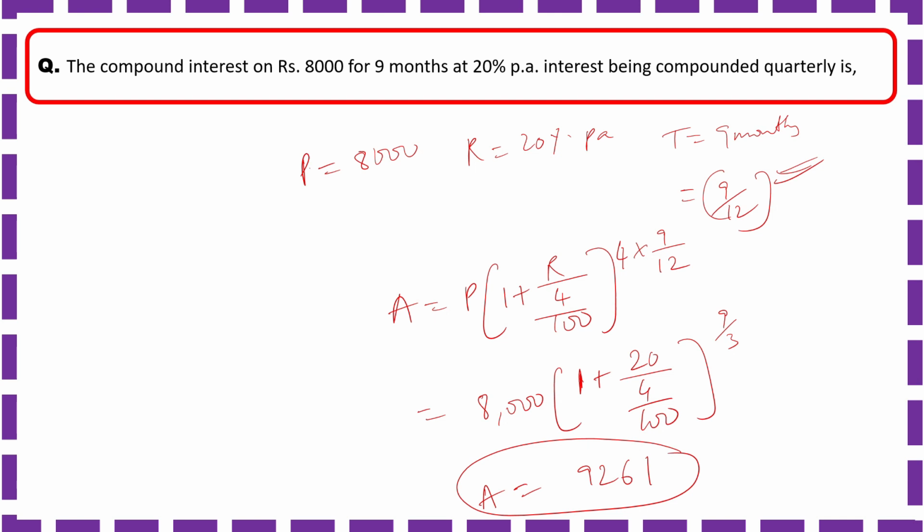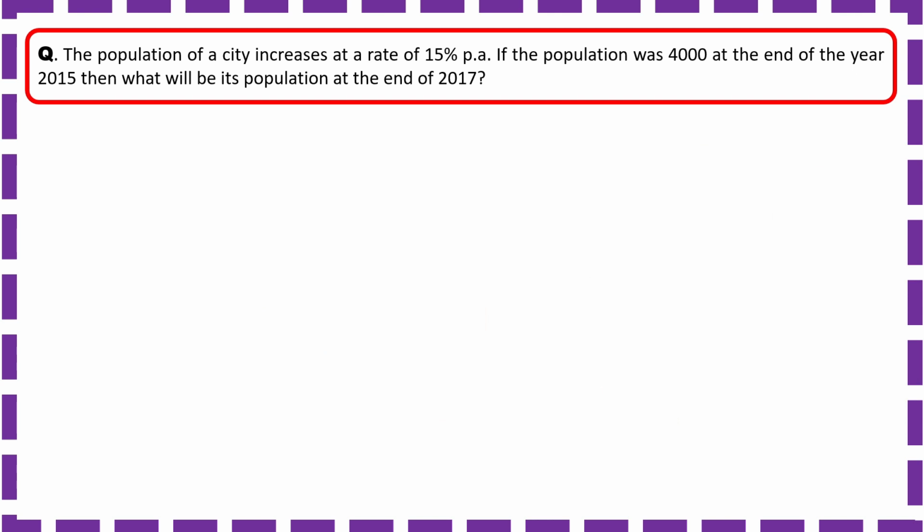We must find out the interest, right? Interest. So this is the amount. What is the principal? Principal is 8,000 and interest is equal to amount minus principal, that is 9,261 minus 8,000. So interest is equal to, subtract these two, you will get 1,261.